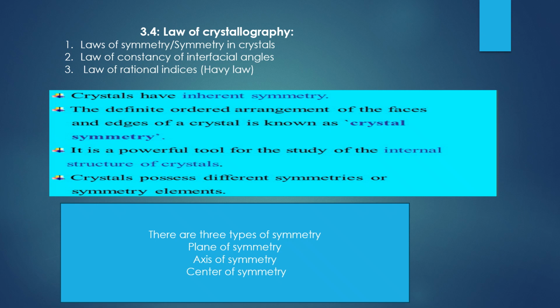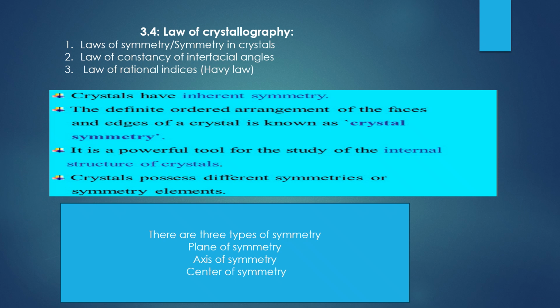3.4 Laws of crystallography. Three laws are given. First law, law of symmetry or symmetry in crystal; second, law of constancy of interfacial angle; third, law of rational indices. Crystals have inherent symmetry. The definite ordered arrangement of the faces and edges of a crystal is known as crystal symmetry. It is a powerful tool for the study of the internal structure of crystals.